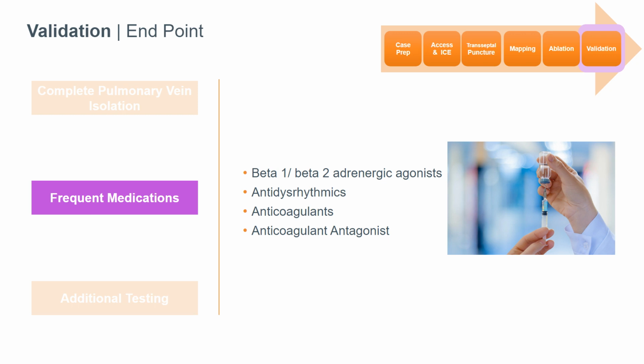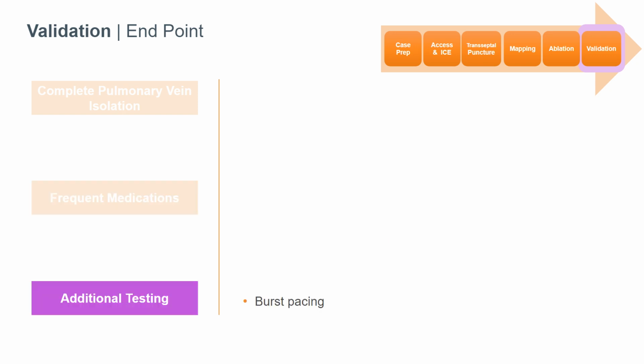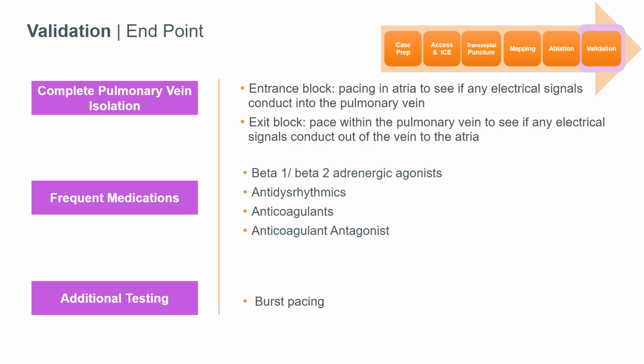Administration of medications such as these may reveal active electrical signals within the pulmonary veins. Pacing maneuvers may also be used to induce additional atrial tachycardias. These steps help the physician test the durability of the ablation lesions and determine if further treatment may be needed.